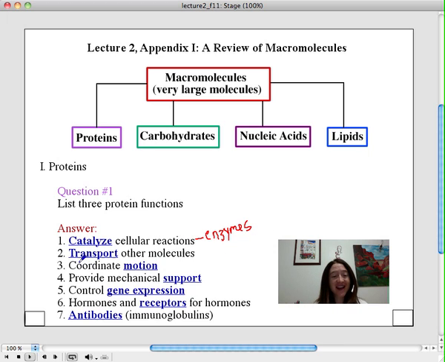The next function that I have written down, and maybe this is one of the ones that you also thought of, is to transport other molecules. For example, solute binding proteins. Solute binding proteins actually bind to things outside of the cell and help to bring those molecules into the cell. So solute binding proteins play a role often in transport.